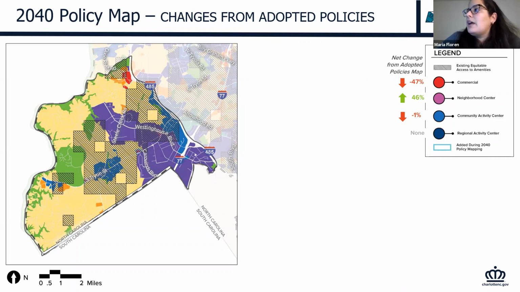So we can see here that, I'm sorry? And you'll note that you show a teal border that appeared, I have nothing in teal border, so meaning nothing was added during the 2040 policy mapping. So there's a few here. There's some neighborhood center that was mapped, and it looks like commercial went down and community activity center went down. So again, there wasn't a lot of change there.